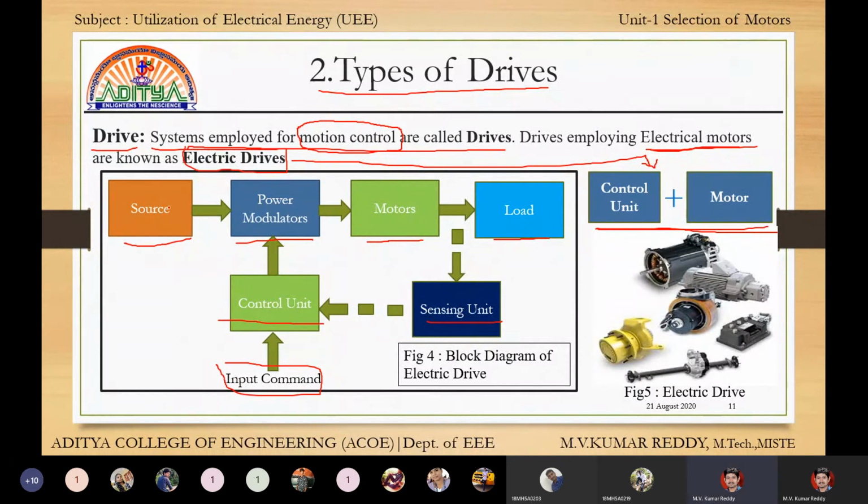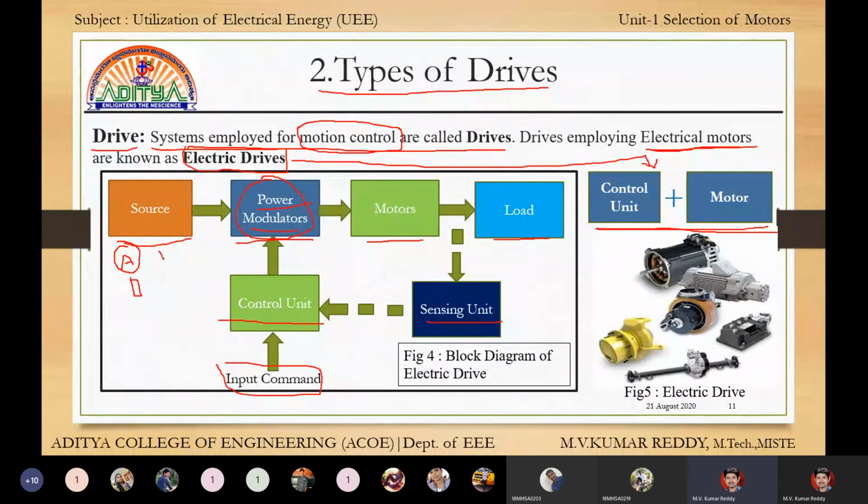Next, source. We already know there are two types of sources, AC and DC. Here we use one source, either an AC supply or a DC supply. Here we use an AC supply. Next, power modulator. This is the main block. In the name itself it indicates that it divides the power and gives it to the motor. How much power is required is given by the power modulator.